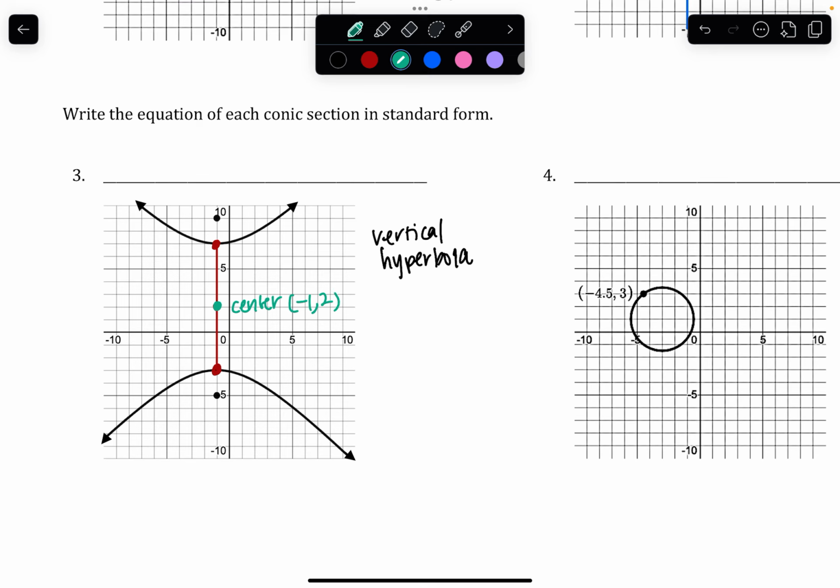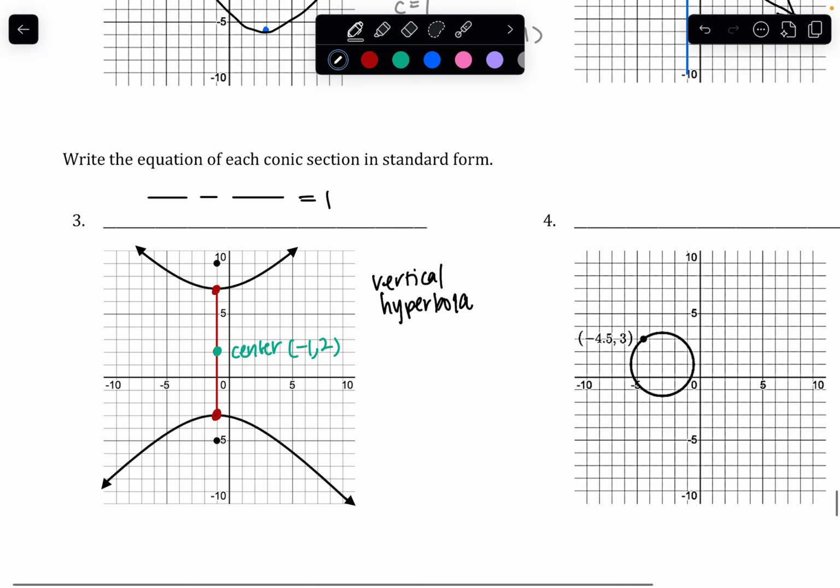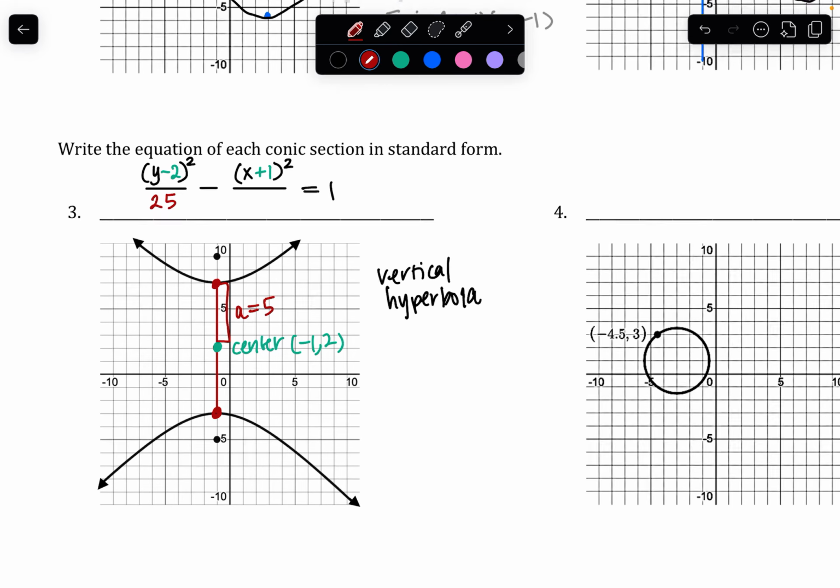is -1, 2. And so I know I'm going to have a fraction bar minus fraction bar equal to 1. And because it is a vertical hyperbola, I know the y is positive. And so I'm going to have y first and then x second. And we have found the center to be -1 for the x, so we'll see a +1. And then we see +2 for the y, so we'll see a -2 inside those parentheses. And so next we just need to find the a and b value, and we actually already have the a value. The distance to the vertex is 5. And so we're going to have a 25 underneath the y, that's our vertical distance.